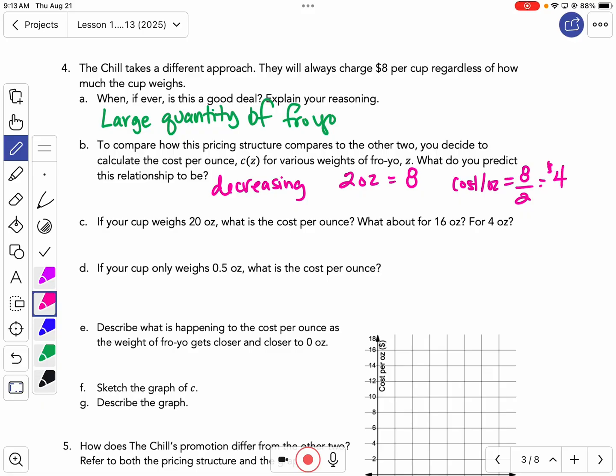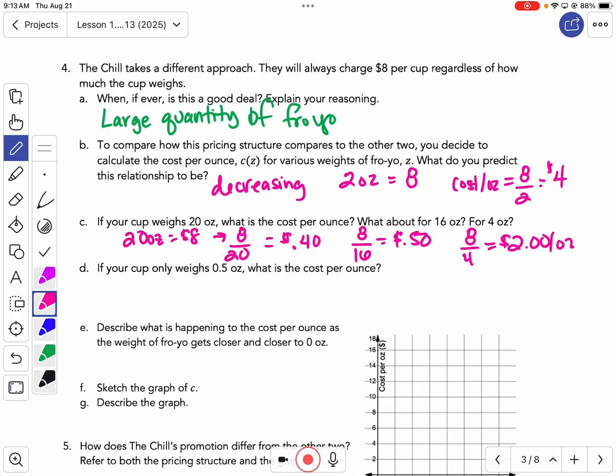Okay. And so it asked me to do some calculations in that regard. So if a cup weighed 20 ounces, it's going to cost me $8. So my cost per ounce, 8 divided by 20 would be what, about 40 cents? Okay. What about for 16 ounces? Same thing, 8 divided by 16. It would cost me, what, 50 cents per ounce? For 4 ounces, 8 divided by 4, it would cost me $2 per ounce. Okay, so these are all per ounce.